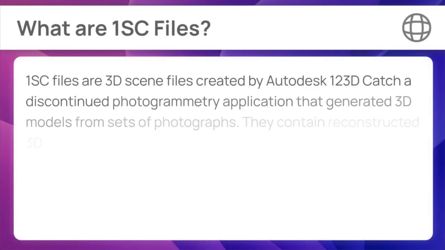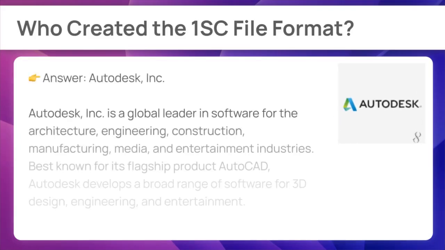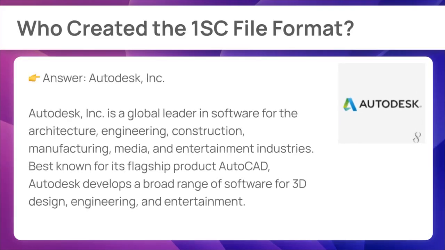1SC files are 3D scene files, created by Autodesk 123D Catch, a discontinued photogrammetry application that generated 3D models from sets of photographs. They contain reconstructed 3D mesh geometry, photo-derived textures, camera position data, and scene alignment information created through automated multi-view stereo reconstruction processing.